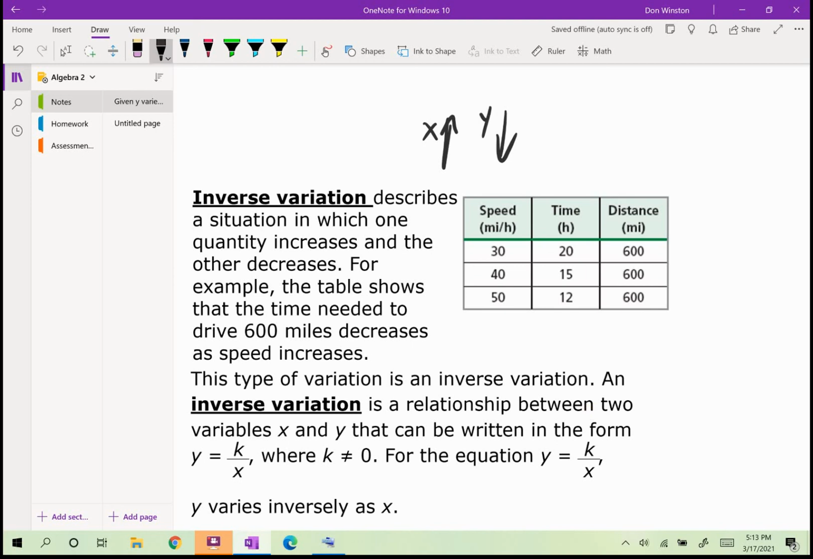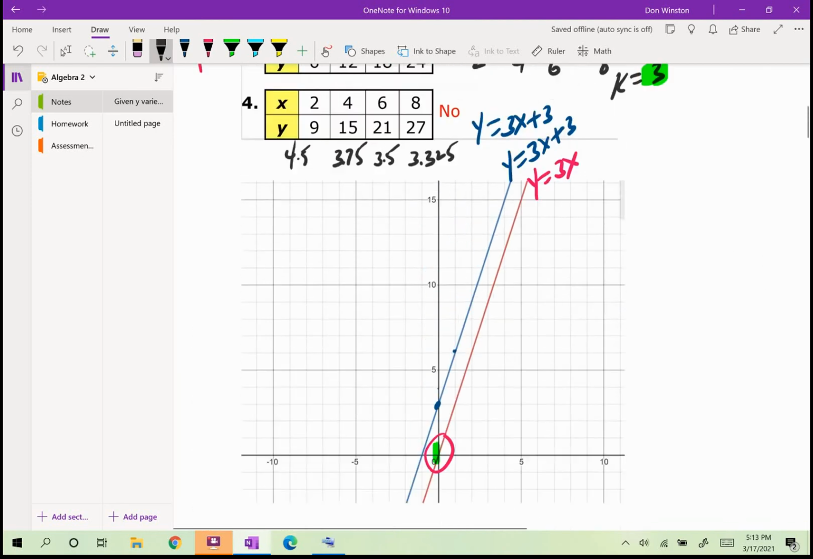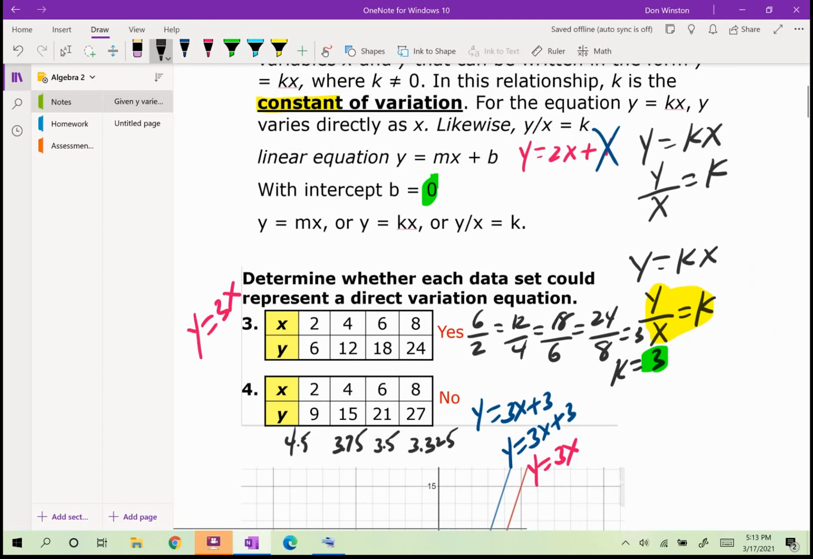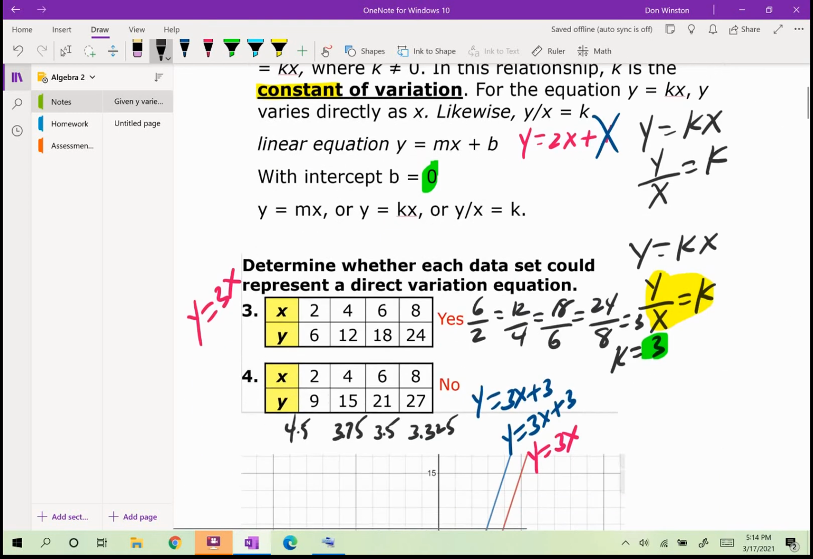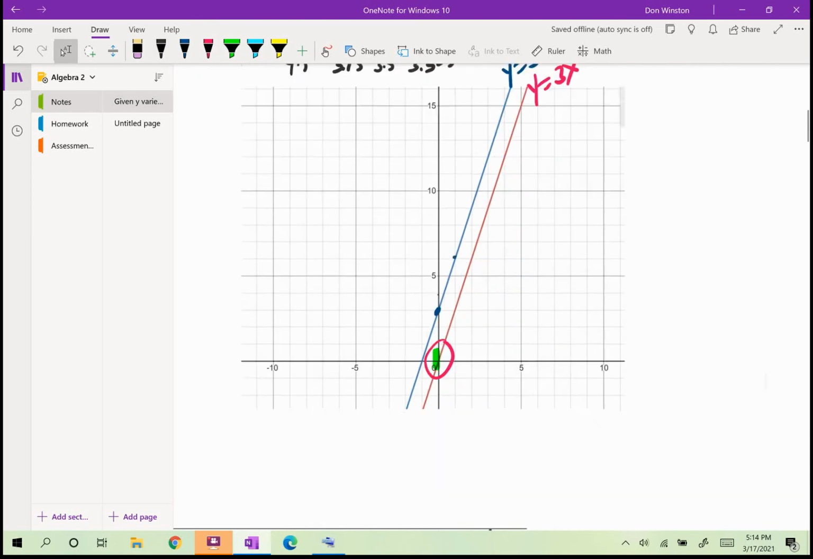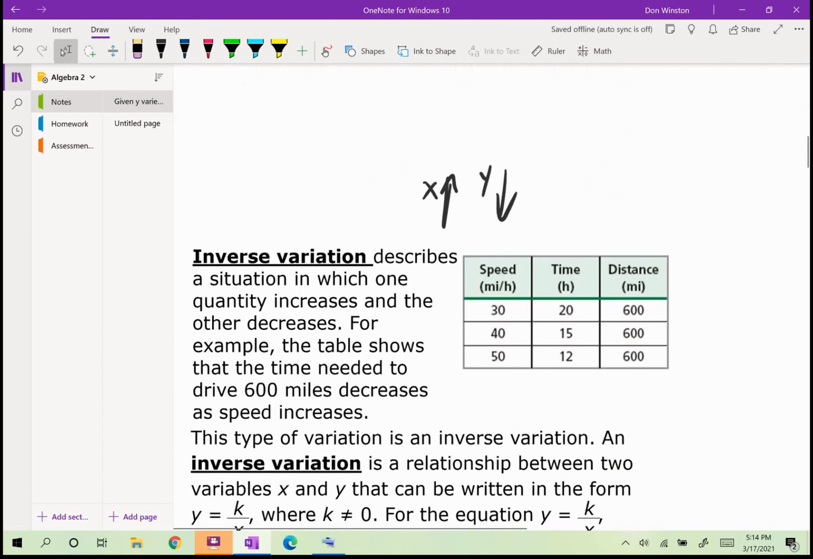They go in opposite directions. Direct variation, you went in the same direction. As x increased, y increased. What did I say? Direct variation, as x increases, y increases. Inverse variation, as x increases, y decreases. So inverse variation describes a situation in which one quantity increases and the other decreases.